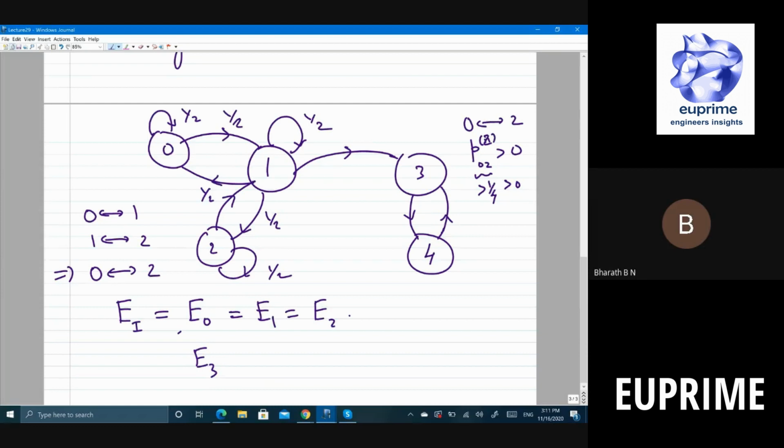Therefore, 0 can communicate with 2. And similarly, 2 can communicate with 0. Why? I can start at 2 and go to 0 in 2 steps with a probability of at least 1 by 4, which is greater than 0. Therefore, 0 can talk to 2 and 2 can talk to 0, so they communicate with each other. Do you agree? Yes, sir. So it's not about communicating in one step. It's communicating in n steps, any n. That's very clear.